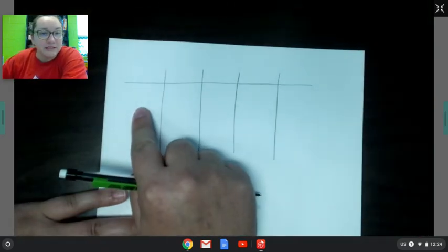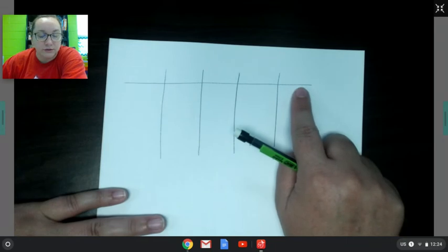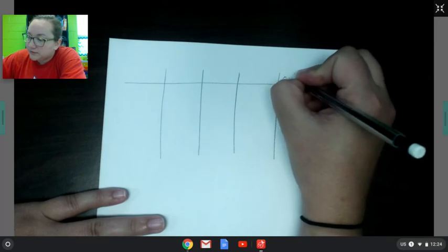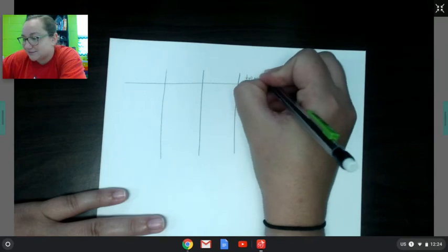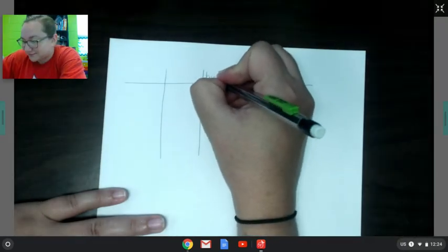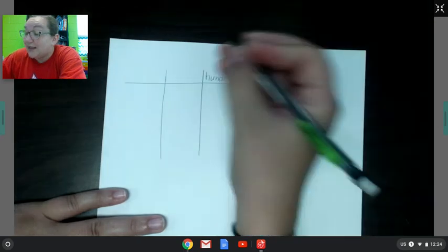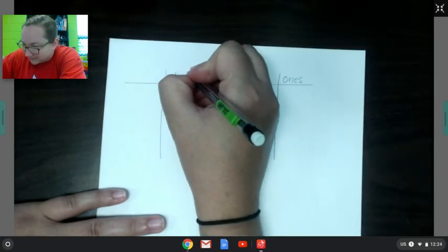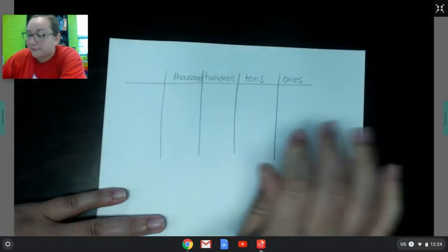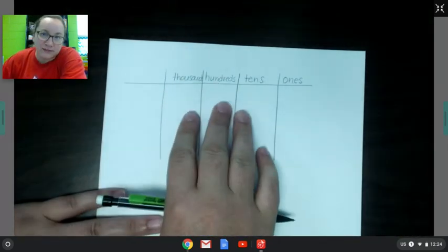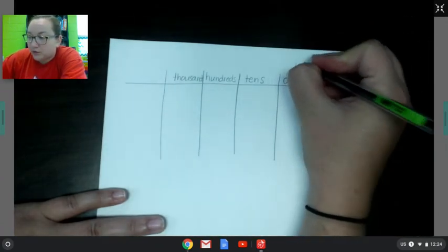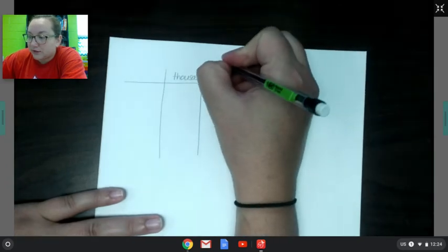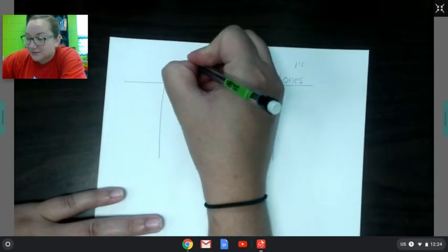But remember, on your place value chart, you always start over to the right. So you start in the ones place, and that's on the right side. So we're going to do ones, and then the next one is tens, hundreds, thousands. Now remember, it doesn't matter if you know how to spell it or not. Sometimes I tell my students that they could even write ones, tens, hundreds, thousands.